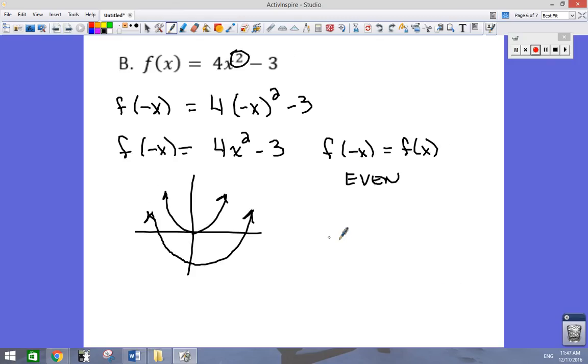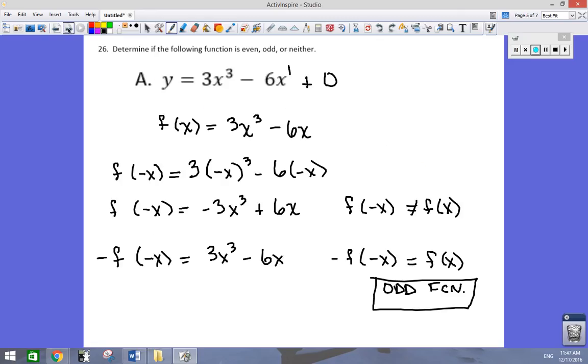So you had an example of each: odd, even, and neither. Hope that helps.